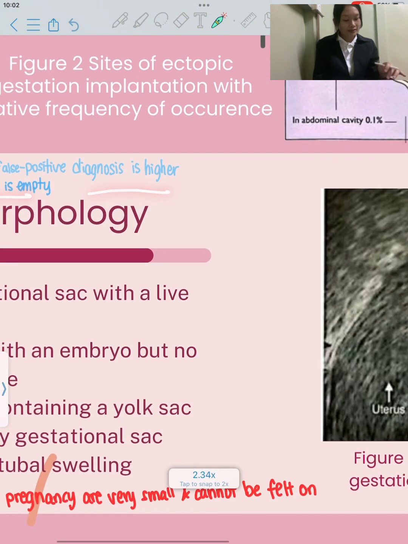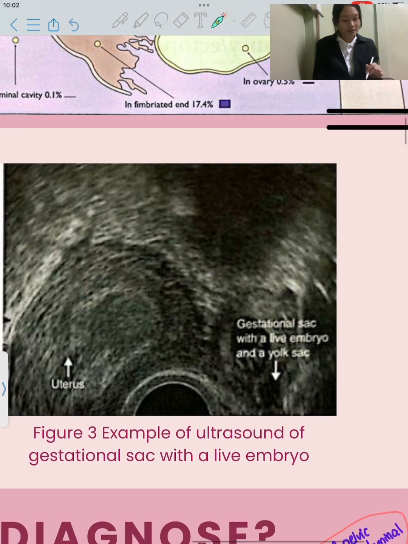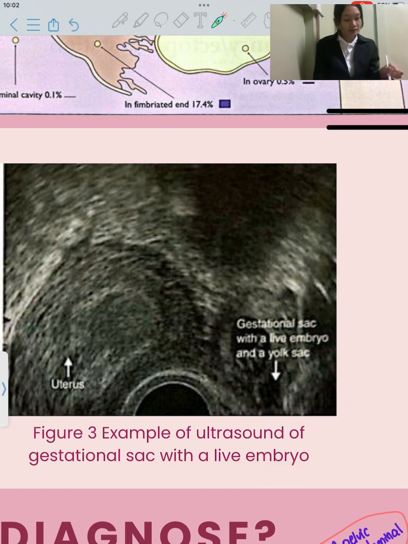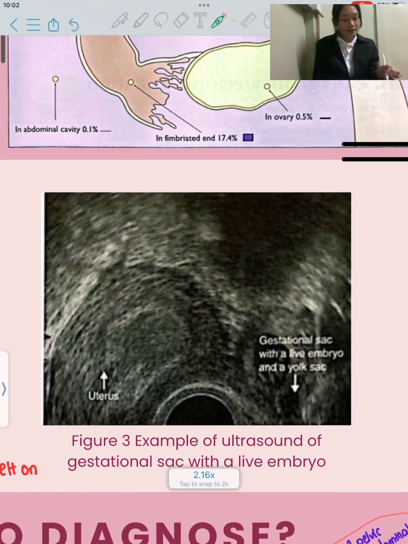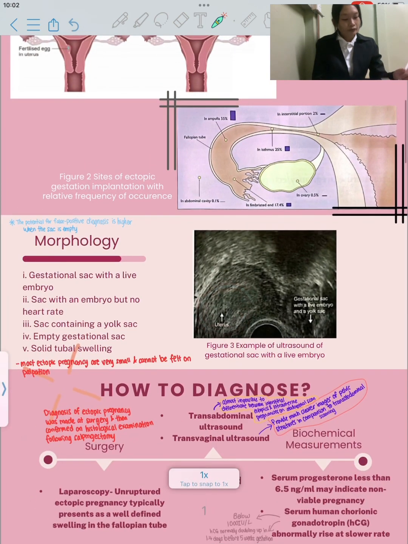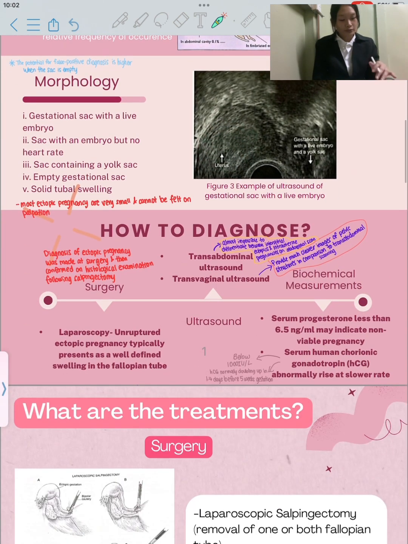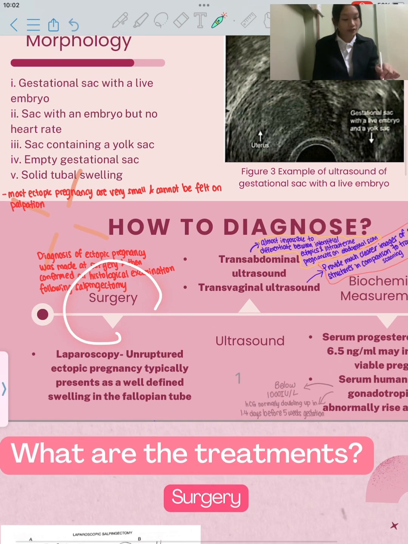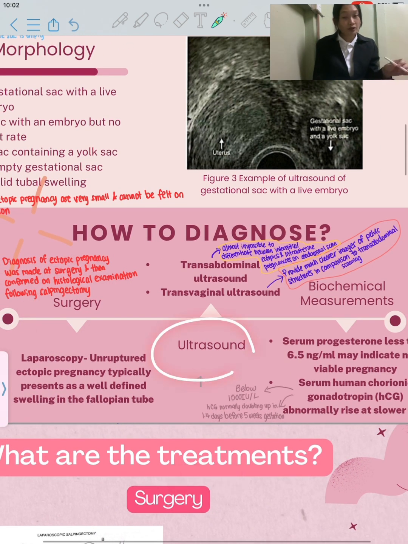Here we have an example of an ultrasound of a gestational sac with a live embryo, where here is the uterus and here is the gestational sac with a live embryo and a yolk sac, which clearly shows that it gets implanted in places apart from the uterus. Now next, how to diagnose ectopic pregnancy. We have three ways here. The first one is surgery, the second one is ultrasound, and the third one is biochemical measurements.